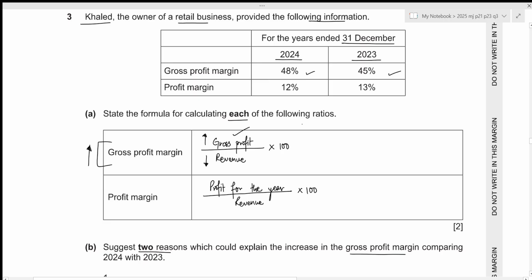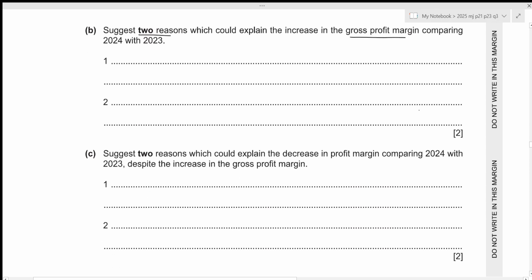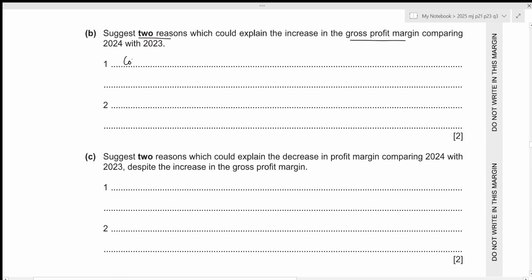And a way to increase gross profit is to reduce our cost of sales, because gross profit is just revenue minus cost of sales. So if we want this value to increase, we want our cost of sales to decrease. Let's write it down. Maybe the reason was that cost of sales was reduced.